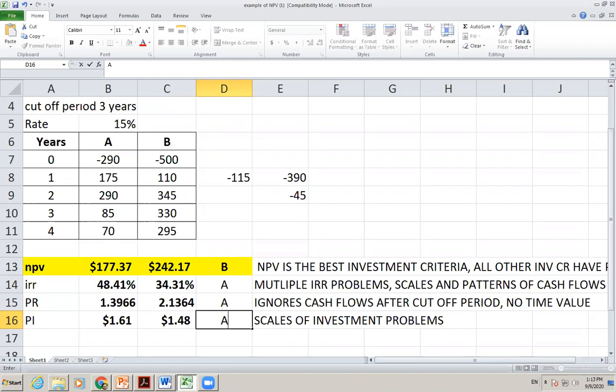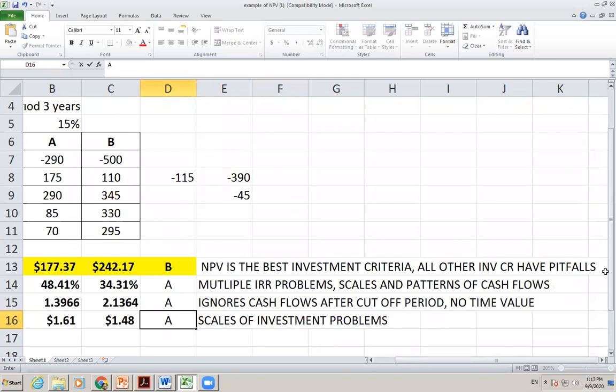NPV doesn't have any pitfalls like IRR, PR, and the PI. So NPV is the best investment criteria. All other investment criteria have some disadvantages, like multiple IRR problems. Like in one project, we may have more than one IRR. So IRR is not as reliable as NPV.